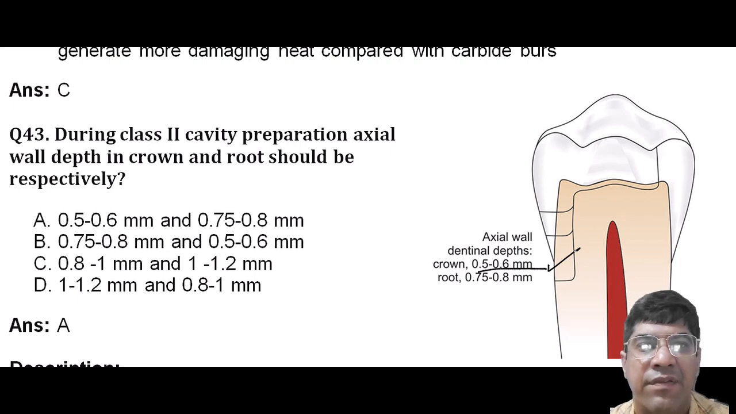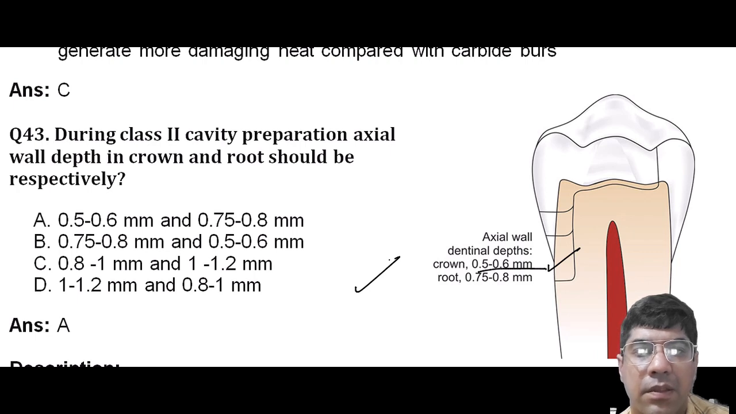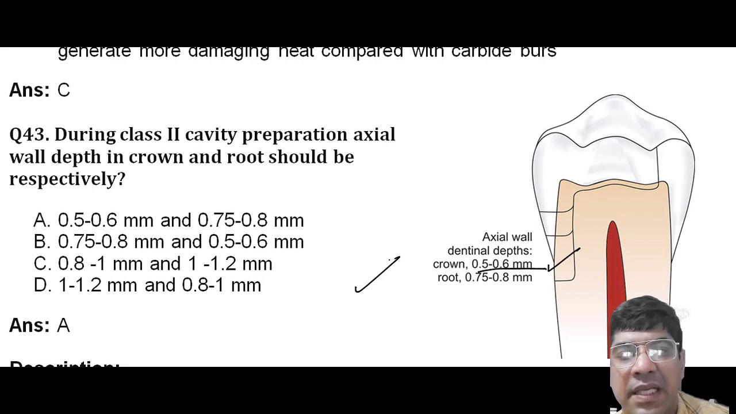Whereas in the case of root, the axial depth should be 0.75 to 0.8. So in the root it is slightly deeper than the crown. This depth is necessary to ensure that the restoration extends below the gingival margin and provides sufficient retention and resistance form. The deeper root axial wall helps to ensure that the restorative material bonds well within the tooth structure, reducing the risk of marginal leakage.